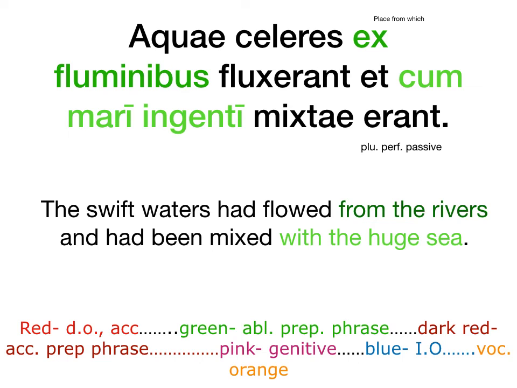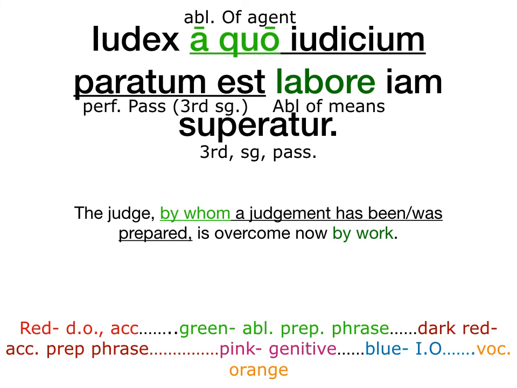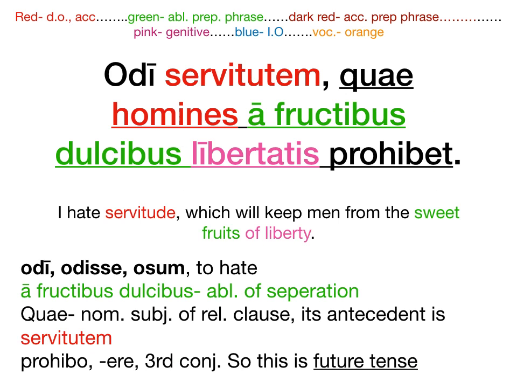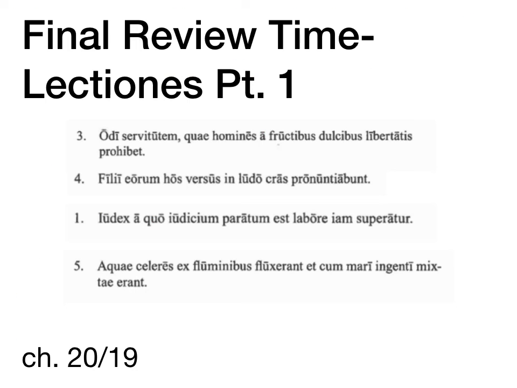Both of these verbs are pluperfect. The first one is active pluperfect. The second one is passive pluperfect. So I will also be asking about verb tenses, right? Superatur is third singular passive. It's important to know. Pronuntiabunt, that's just future tense, right? Good old active future third person plural. And then prohibebit is future third singular. I would ask you the tense if I was being mean. That is future.